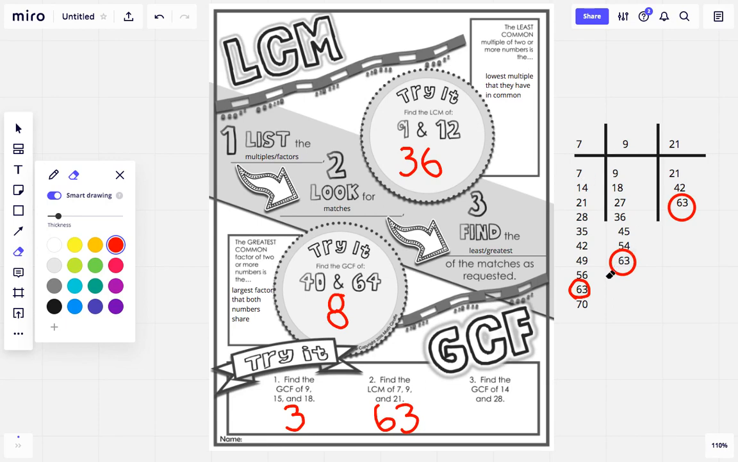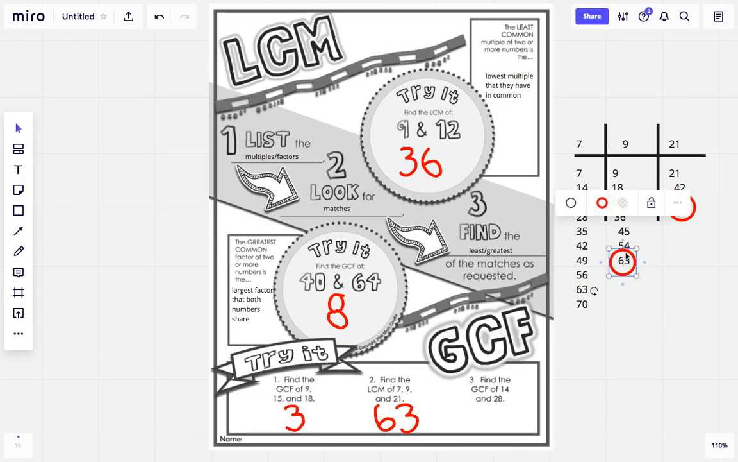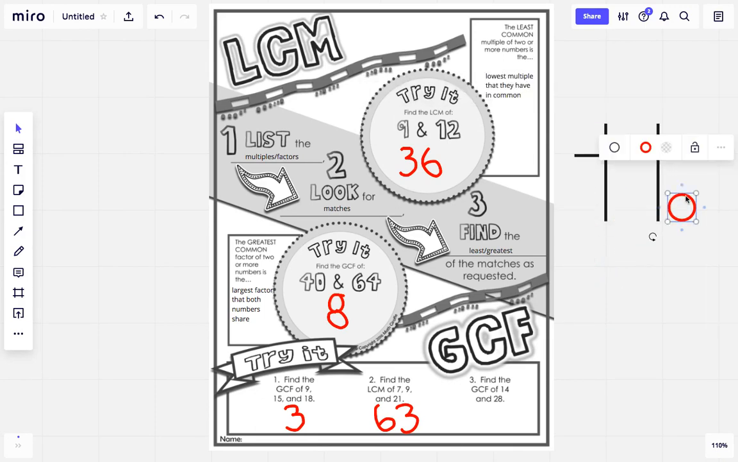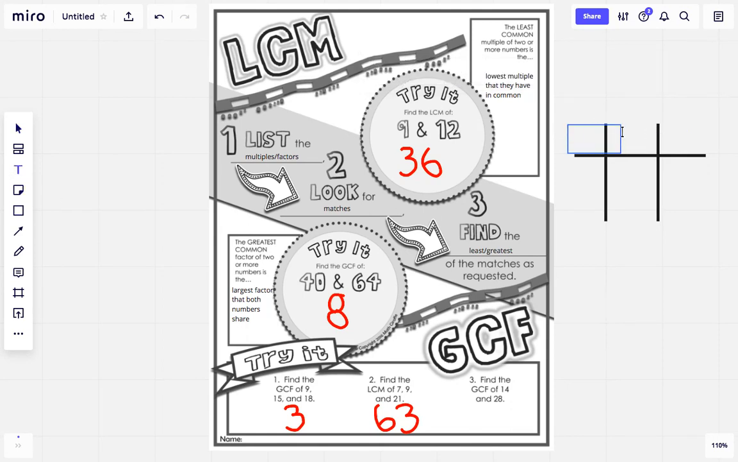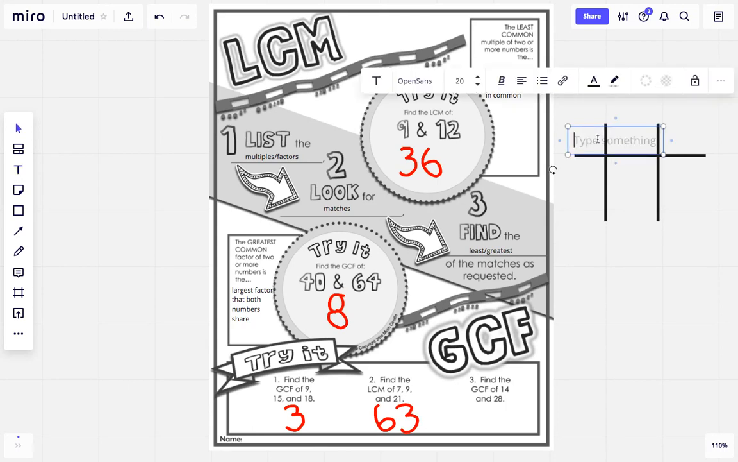So now we can look at the last example. Find the greatest common factor of 14 and 28. So now we're back to just using 2 numbers. So we just need 2 columns in our chart, but I'm just going to leave mine with the 3 for now. So we'll start with 14 on one side and 28 on the other. And we'll start listing out factors. So we have 1 and 14, 2 and 7.